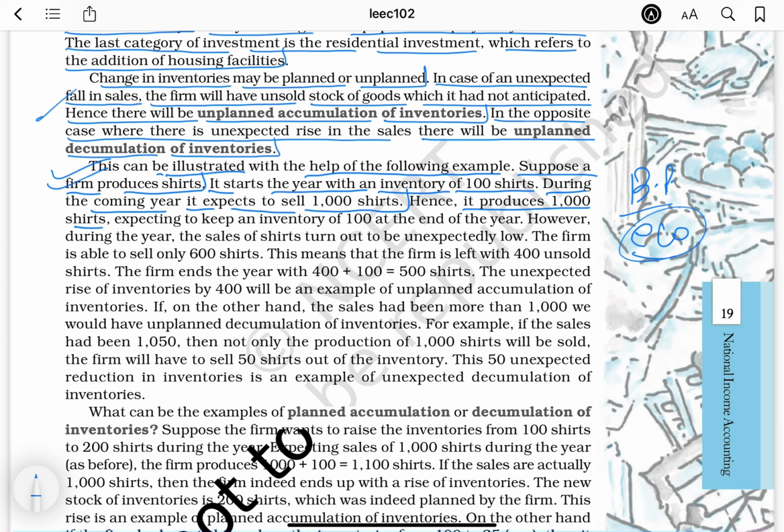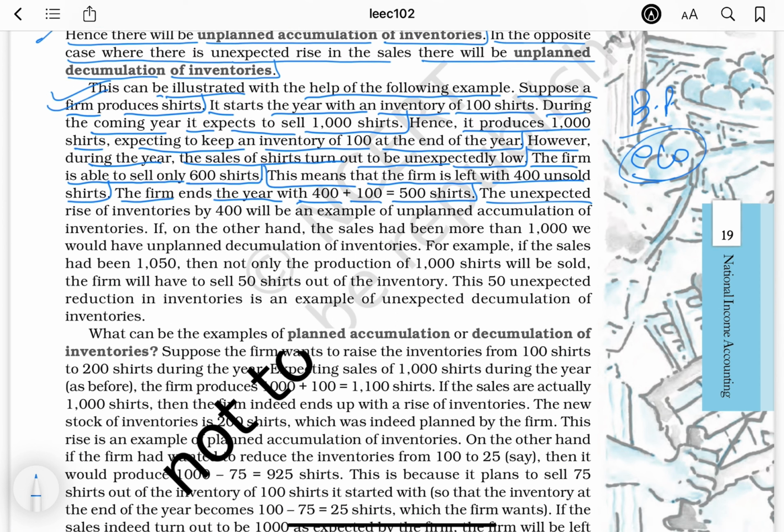Hence, it produced 1000 shirts, expecting to keep an inventory of 100 at the end of the year. However, during the year, the sales of shirts turned out to be unexpectedly low. The firm is able to sell only 600 shirts. This means that the firm is left with 400 unsold shirts. The firm ends the year with 400 plus 100 equals 500 shirts.